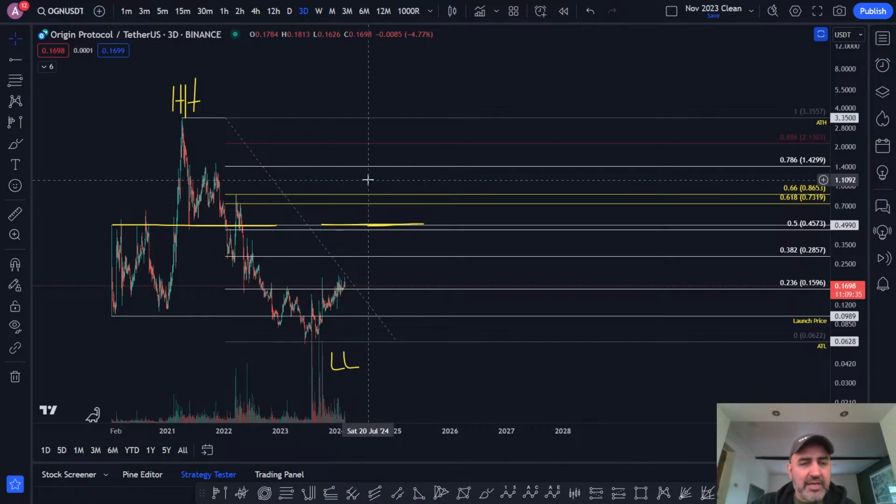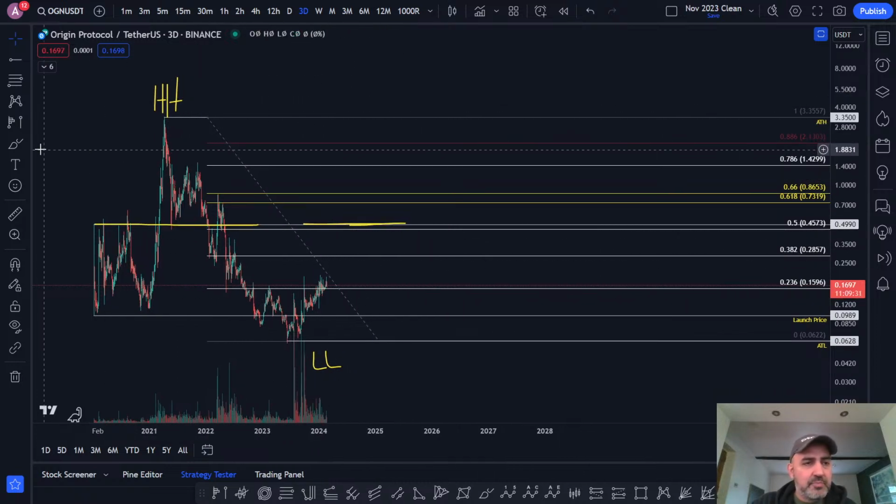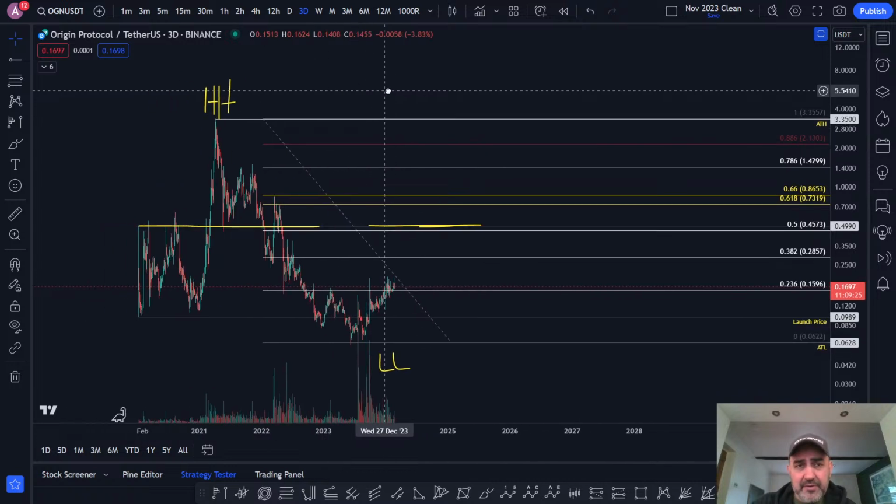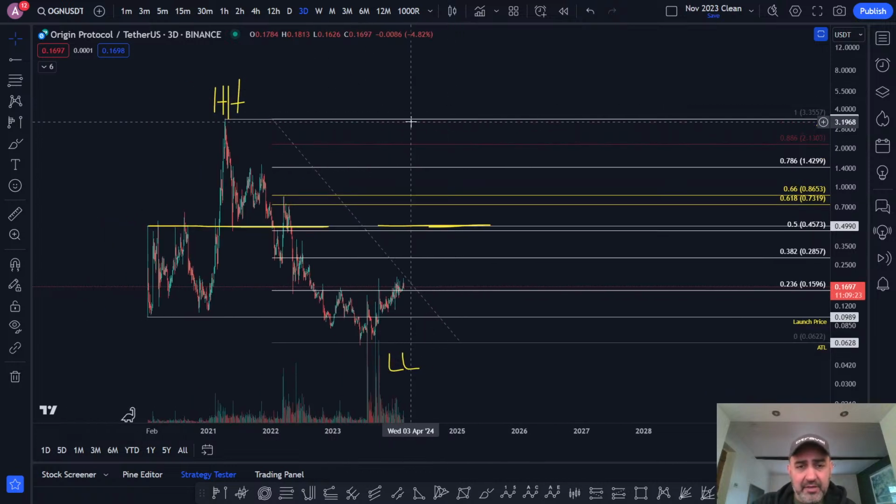But if this wants to change from potentially a bearish market structure to bullish, it has to make a higher high. It's going to be quite difficult in the short period of time that we have. We have about a year to do that. You're going to need some kind of impulse.